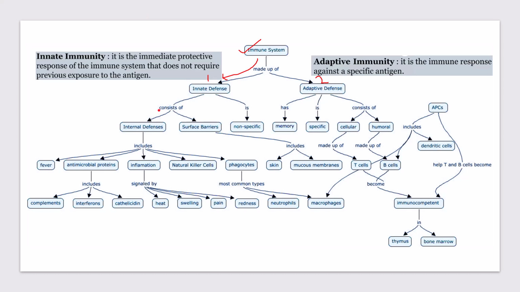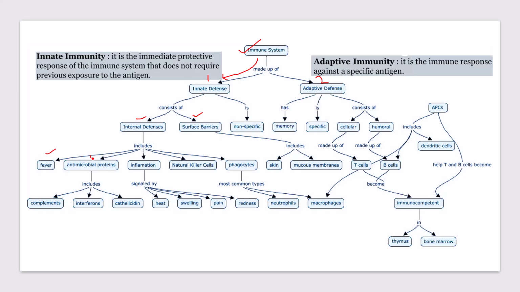So innate defense consists of internal defense and surface barriers. Surface barriers include skin and mucous membrane. So mucous membrane is present in our mouth, in the nose lining, in all the openings, the anus opening, okay? And skin, you know that this is the largest organ of our body. Now, internal defense includes fever. When innate defense provides our immunity, we get fever, okay?